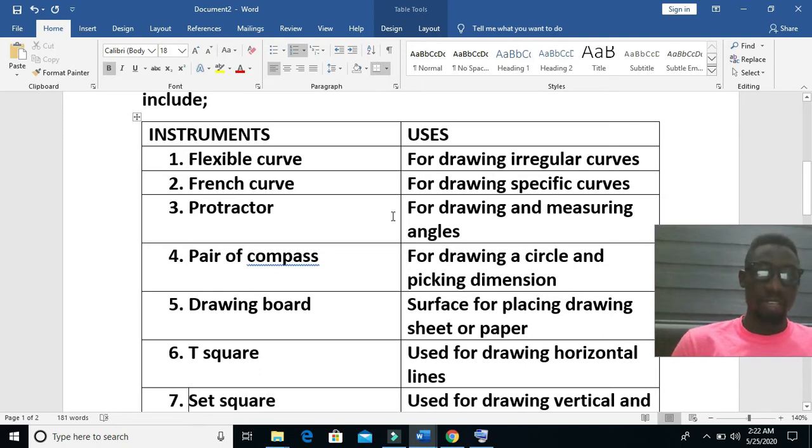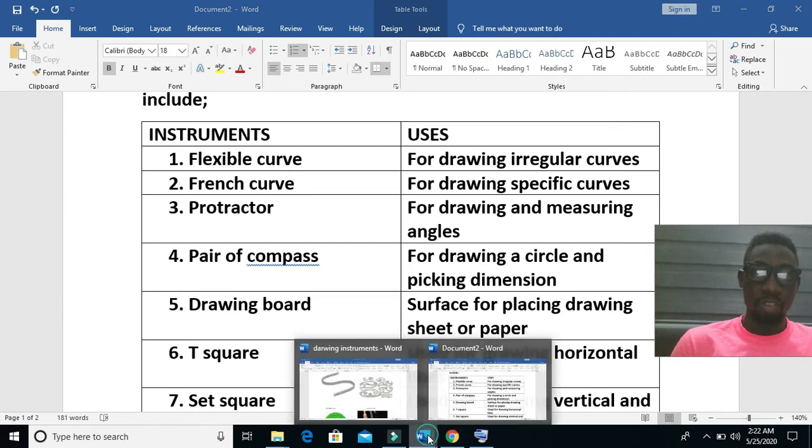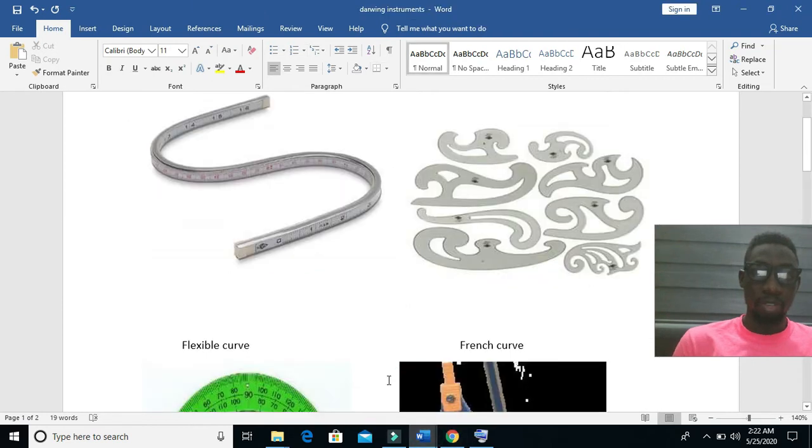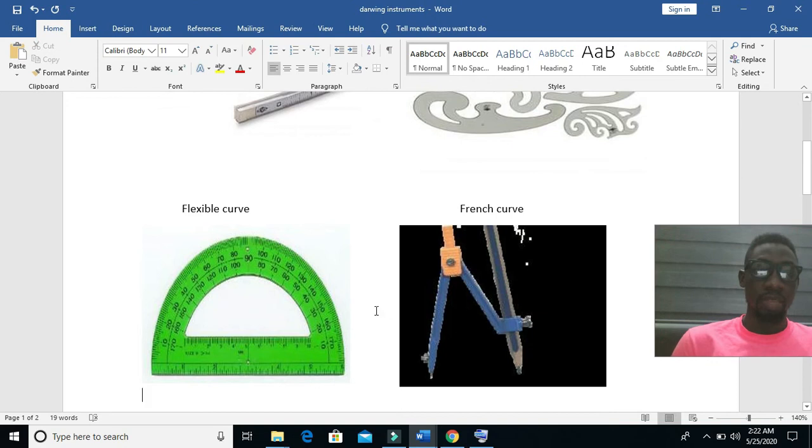Protractors are used for drawing and also measuring angles. Now, just by looking at the picture, you can tell. Here you have a green one on my left-hand side, and you can see it is calibrated in angles, degrees. So this is a picture of a protractor, and it's basically used for measuring and drawing angles.